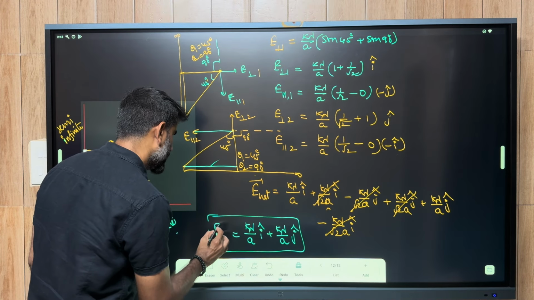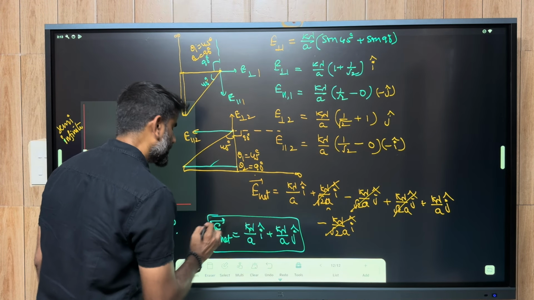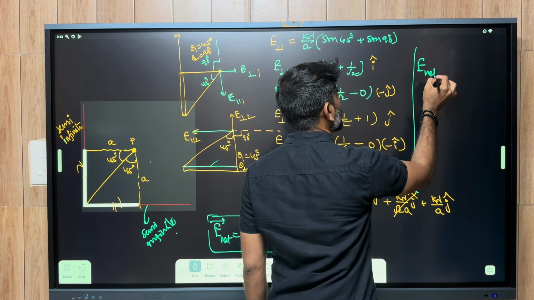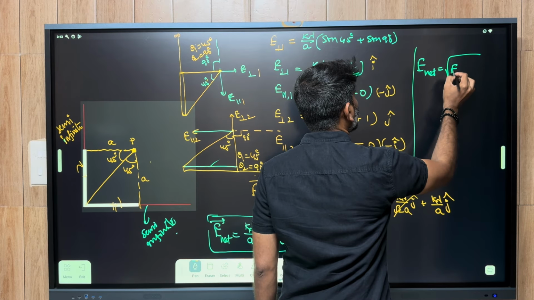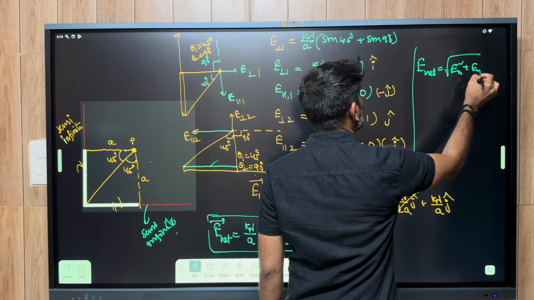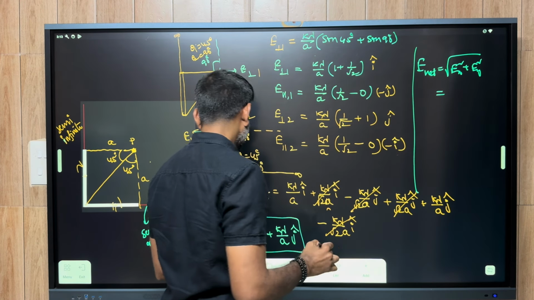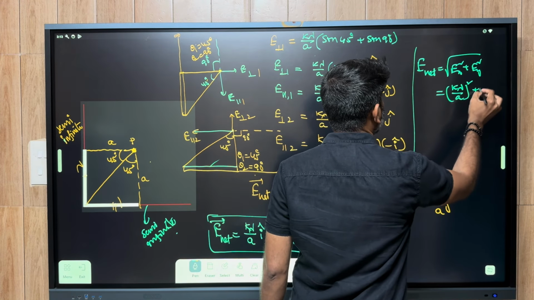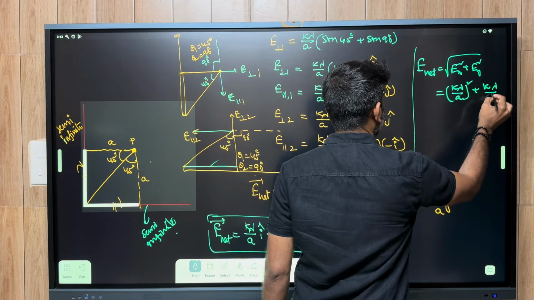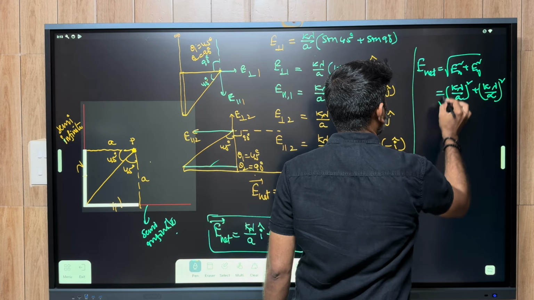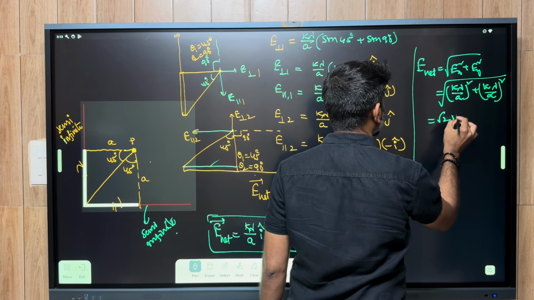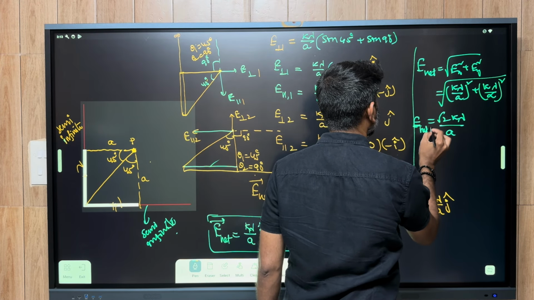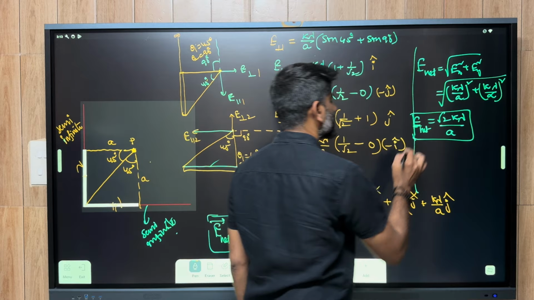If you want to find the magnitude, you can easily find it, right? E net vector. What will be the magnitude? E net is equal to root of E x square plus E y square, the perpendicular components. E x is nothing but k lambda by a, whole square, and E y is also k lambda by a, whole square, under root. What am I getting? Root 2 k lambda by a. E net magnitude is equal to root 2 k lambda by a.